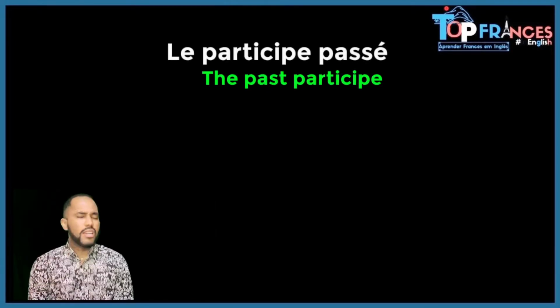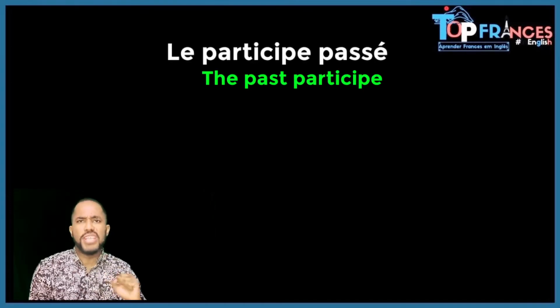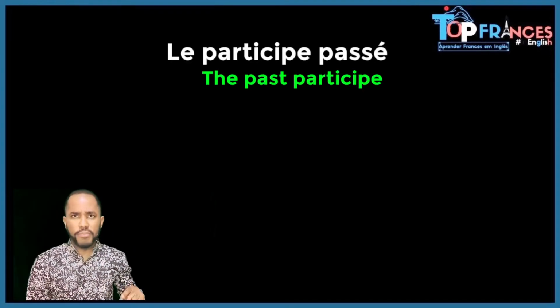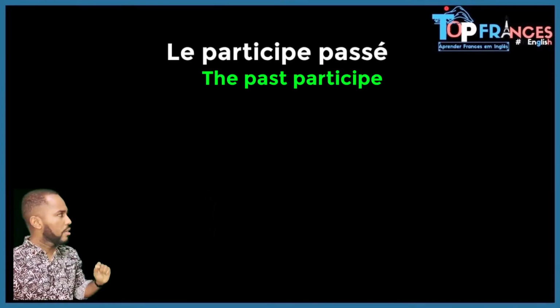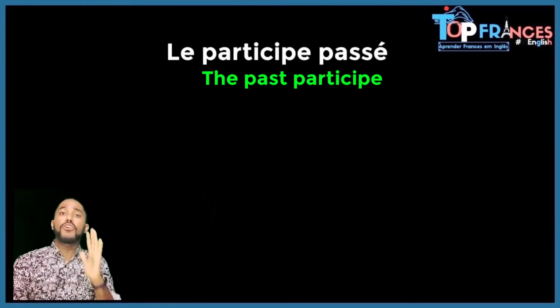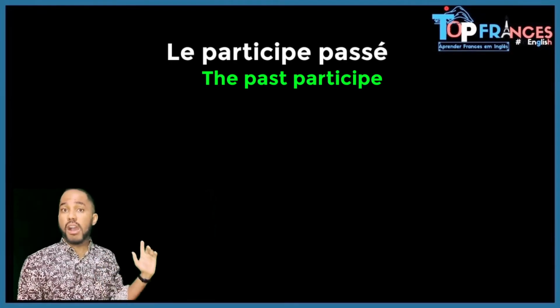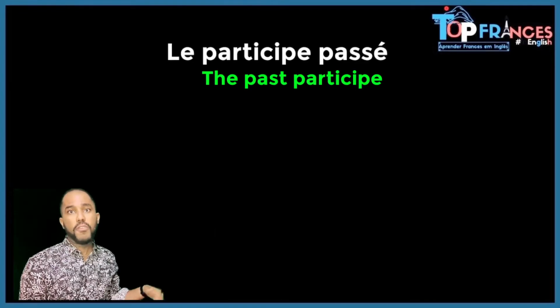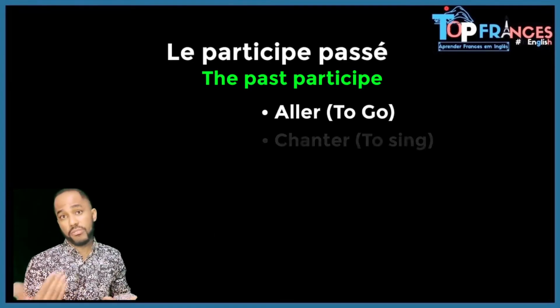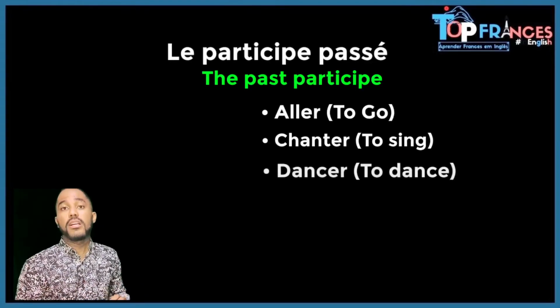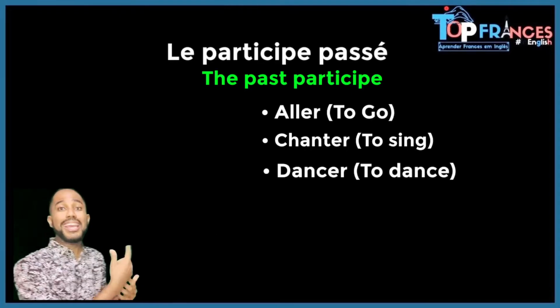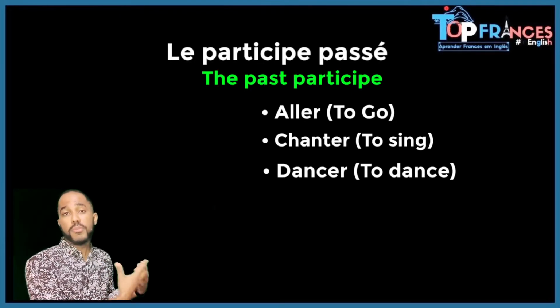But now we're gonna talk about the past participle. How do we form that in French? This is kind of a small challenge, but we are going to overcome that. Very simple. Now, all the verbs that finish with er, for example aller, chanter, danser, have a way to become the past participle.